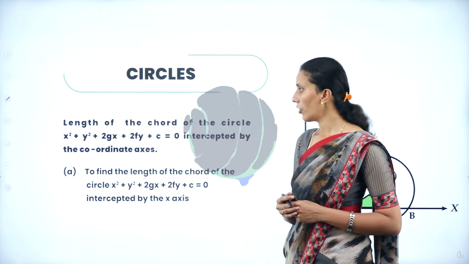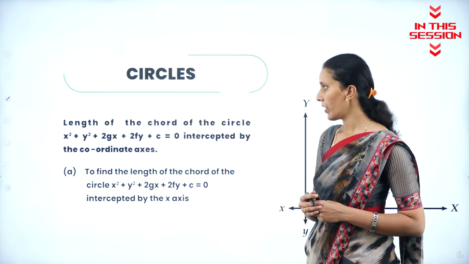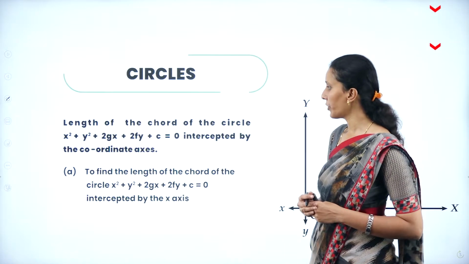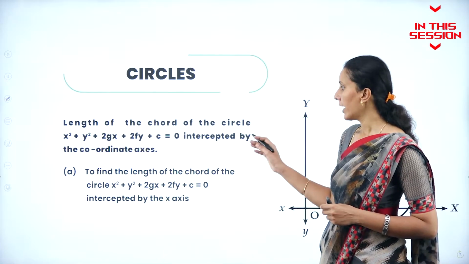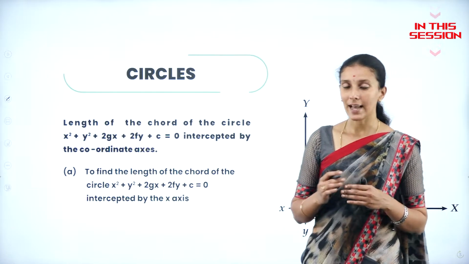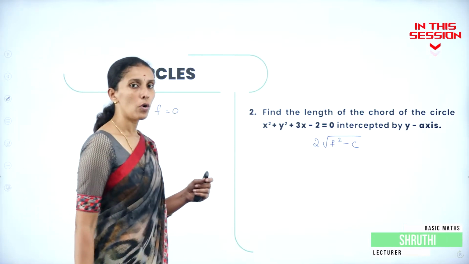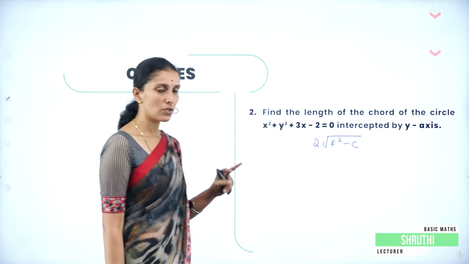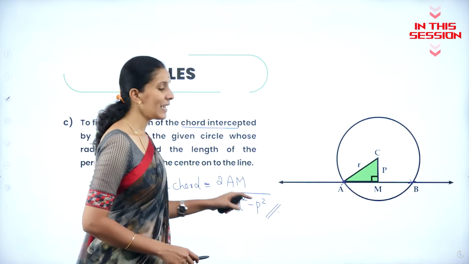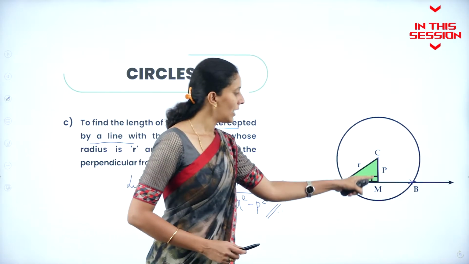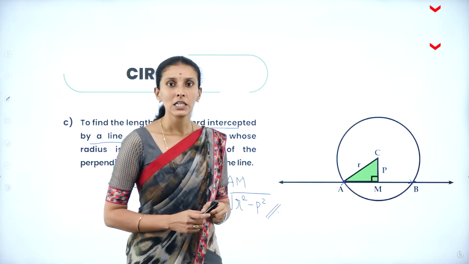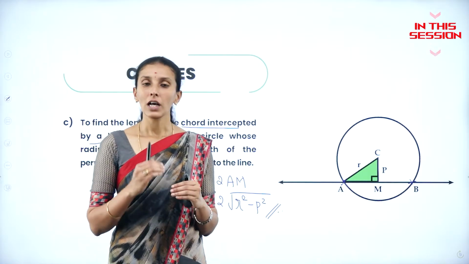The length of the chord of the circle x square plus y square plus 2gx plus 2fy plus c is equal to 0 intercepted by the coordinate axis. The value of f is 0 because there is no coefficient with respect to y, so f is 0. Here p is nothing but the perpendicular distance from the center of the circle to the line.